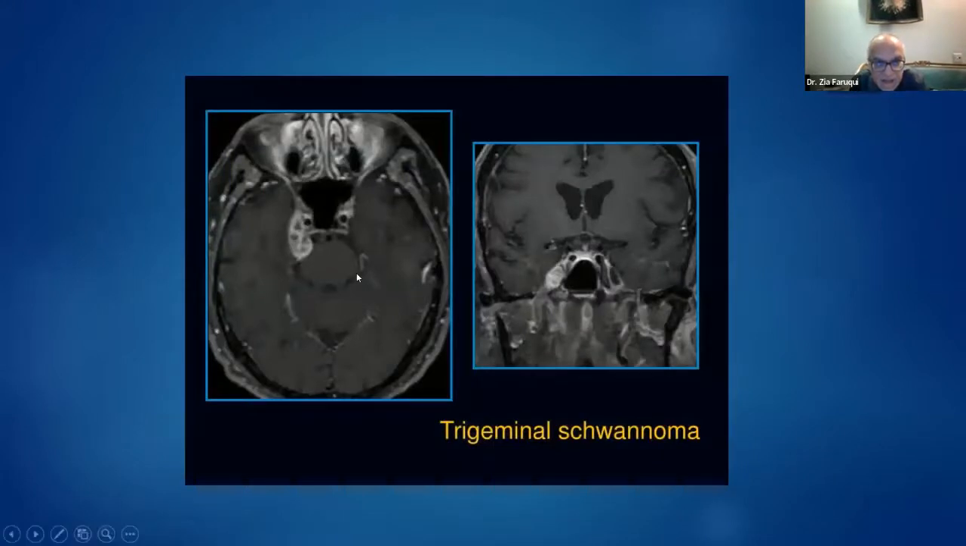So this is a schwannoma in relation to the fifth nerve. And this is enhancing brightly as schwannomas do, but it's also showing cystic areas within it, which you will not see with the meningioma.